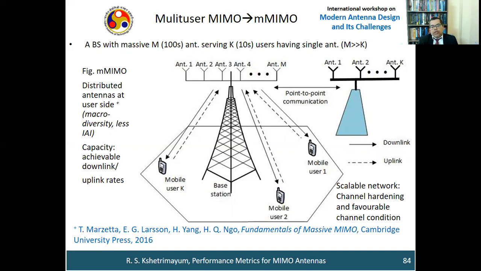moving from single user to multi-user? You consider the single user case, a point-to-point communication link, first. In the point-to-point communication link at the terminal, the inter-element distance is very low. But if you consider the inter-mobile user distance, it is much larger. So let's say if you distribute the antennas of the terminal to mobile users one by one, then inter-element spacing increases, so diversity gain becomes huge, and people usually call this macro diversity at the user side.